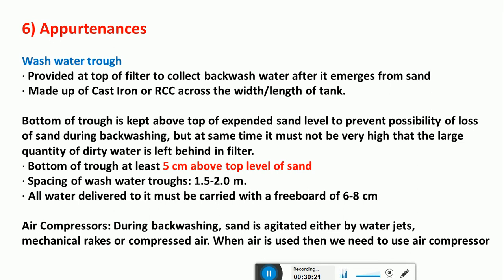So the bottom of the trough is kept above the top of the expanded sand level to prevent the possibility of loss of sand during backwashing, but at the same time it must not be so high that a large quantity of dirty water is left behind in the filter. The bottom of the trough should be at least 5 cm above the top level of the sand. The spacing of wash water troughs will be in the range of 1.5 to 2 meters. All water delivered to it must be carried with a freeboard of 6 to 8 cm.